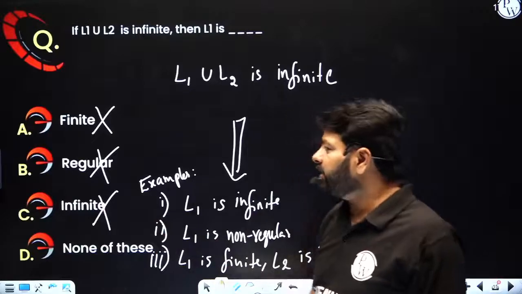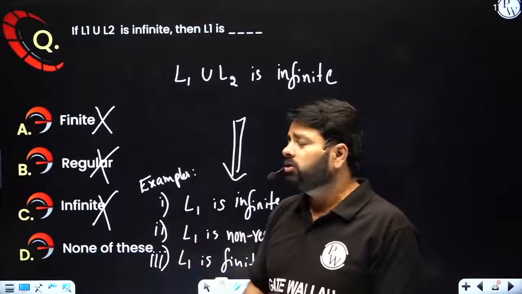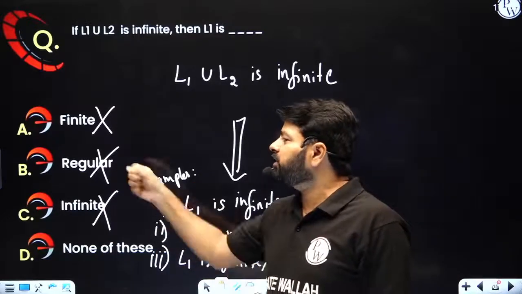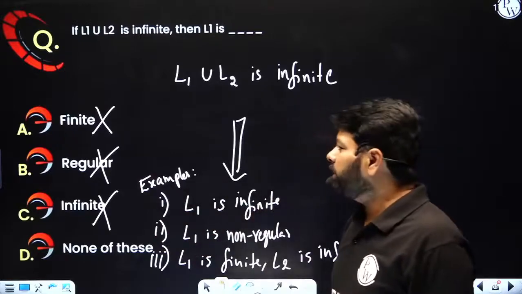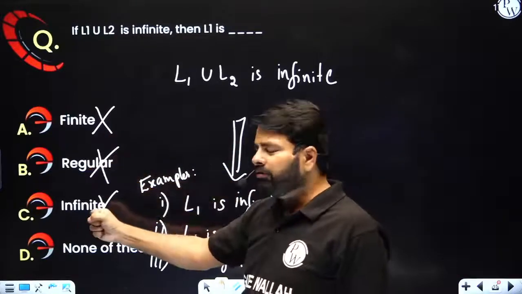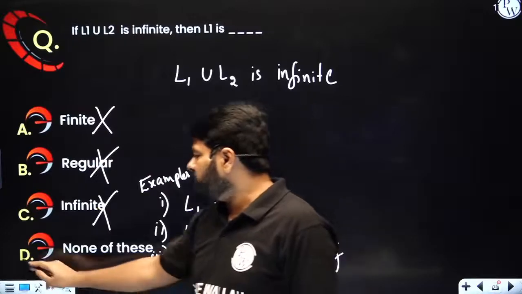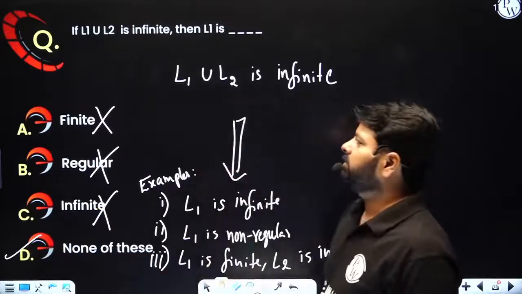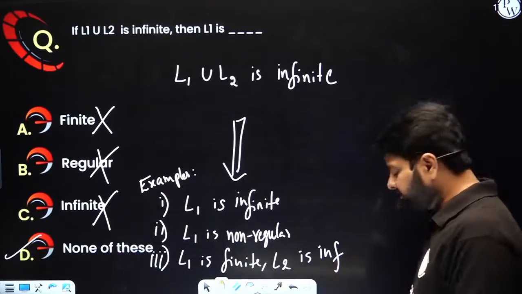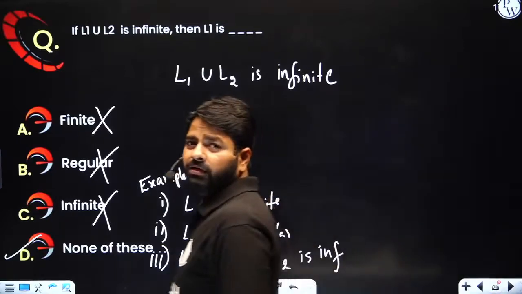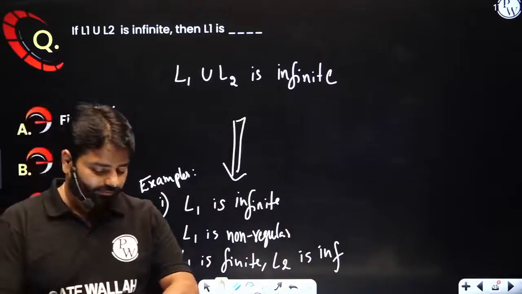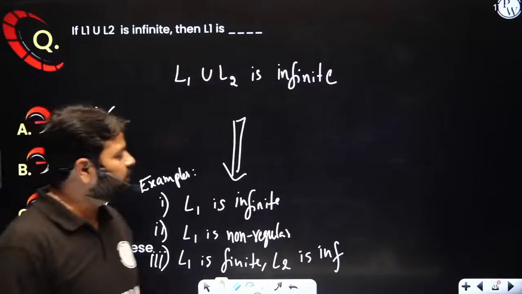L1 can be finite, L1 can be infinite, L1 can be regular. So there is no particular way to fix the answer. So it need not be finite, need not be regular, need not be infinite. That's why we go for none of these. Very interesting question. Okay, let's move to the next question too.